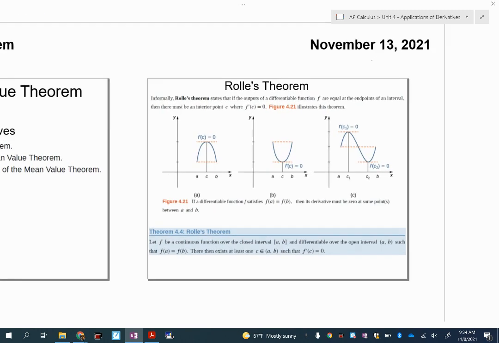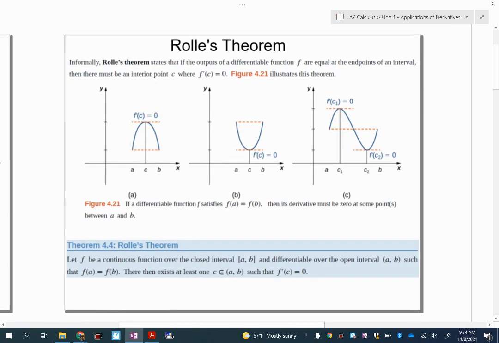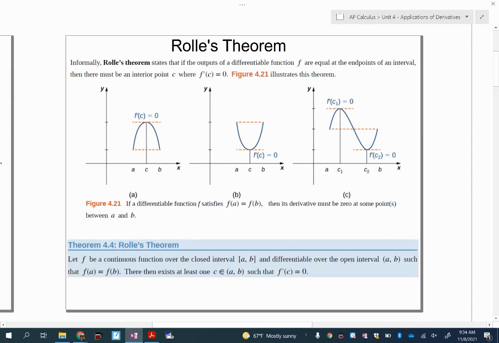So the first thing I'm going to do is talk about something called Rolle's theorem, which is a very specific version of the mean value theorem. Essentially, what Rolle's theorem states is that if you have a function that's continuous over a closed interval, so between two numbers, and it's differentiable over that interval, and the values at the endpoints, when you plug them into the original function, are the same, then there must be at least one value in between a and b where the derivative of f at that value would be 0.